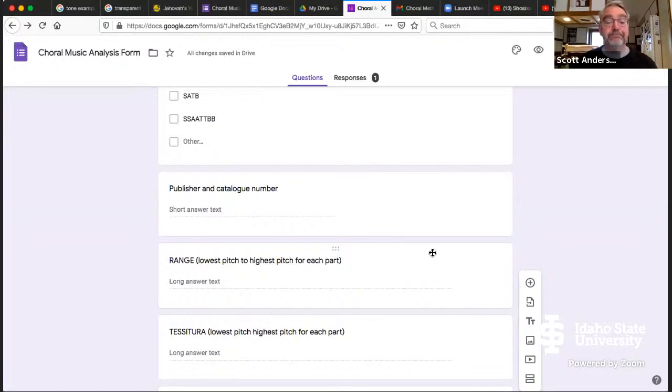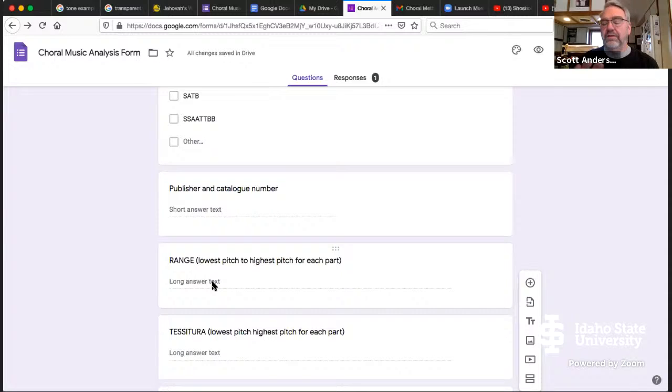Range. Let's look at each of the parts. I've put a long answer text in here. What I would like you to do is, we've already checked SATB, this is a 4-part piece, and you may enter on range: soprano, colon, or dash. And then we're going to put in the lowest pitch first to the highest pitch.